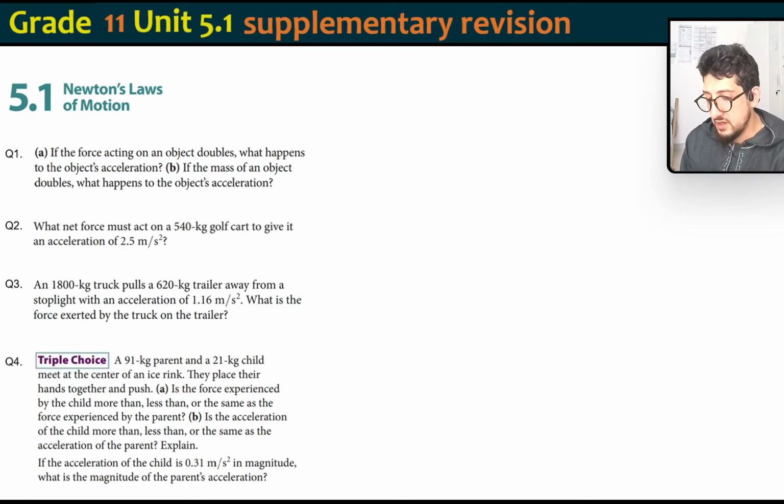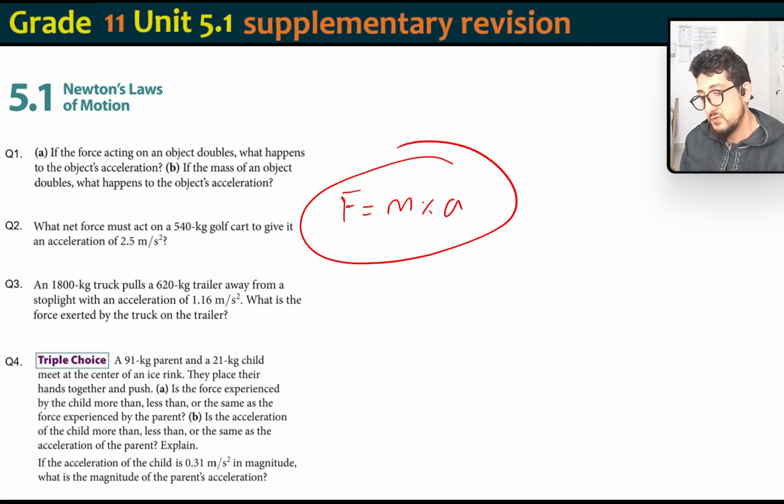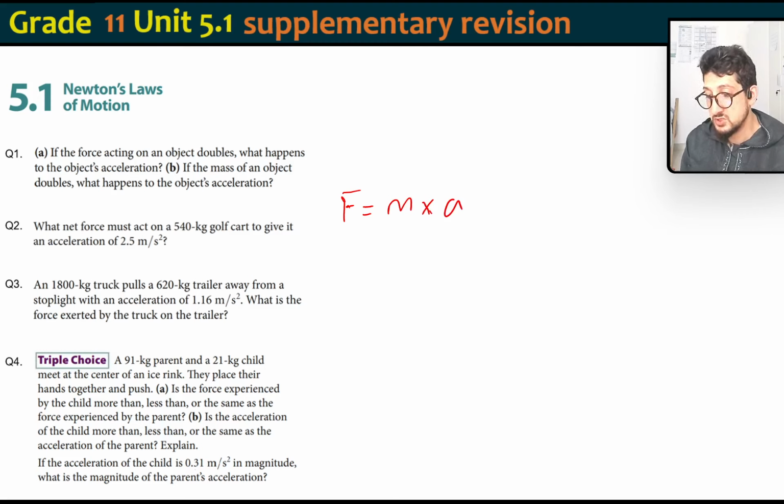Question 2: what net force must act on a 540 kilogram golf cart to give it an acceleration of 2.5 meters per second squared? Once again, force equals mass times acceleration. This is going to be your best friend, this formula, for anything to do with Unit 5, Newton's laws of motion.